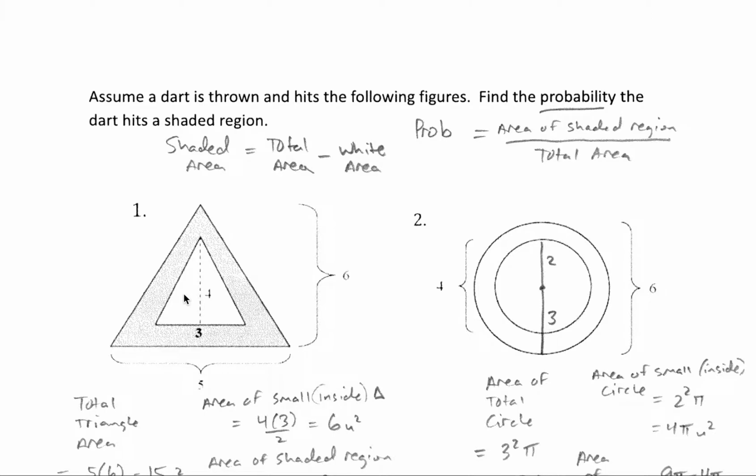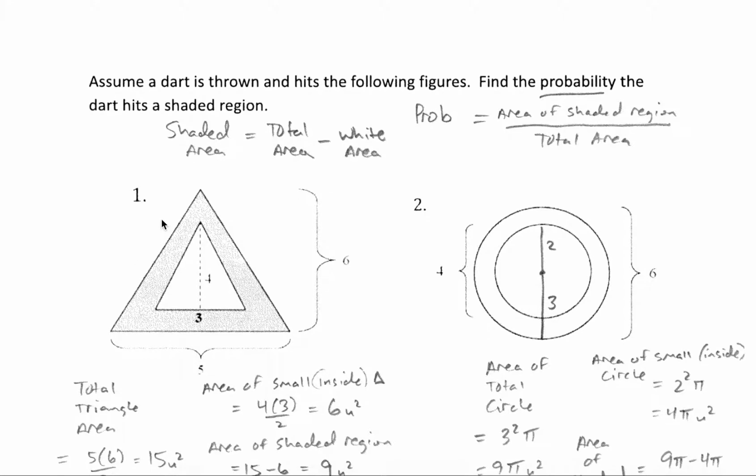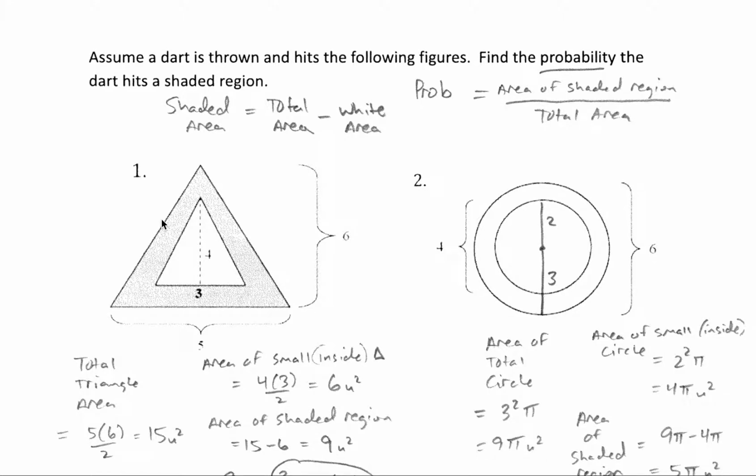So we're going to be talking about probability of area, specifically a couple examples where we find the probability of hitting a shaded region. So first of all, the probability of hitting a shaded region would be the area of the shaded region divided over the total area. First, let's find the shaded area.